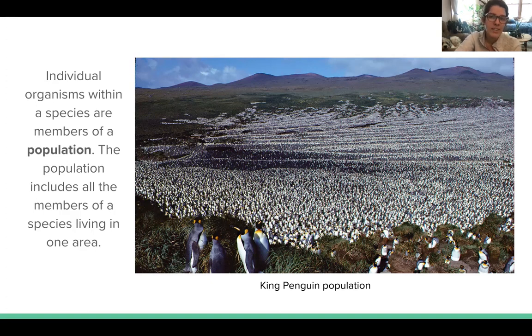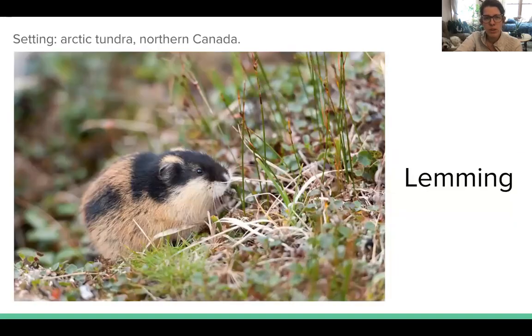We're going to look at two populations of species that both live in the Arctic tundra. So in the northern part of Canada, where it's really cold, the Arctic tundra, the first population that we're going to look at are the lemmings. Here's a picture of a lemming. They're awfully cute little guys. And I'm going to give you some information about them.